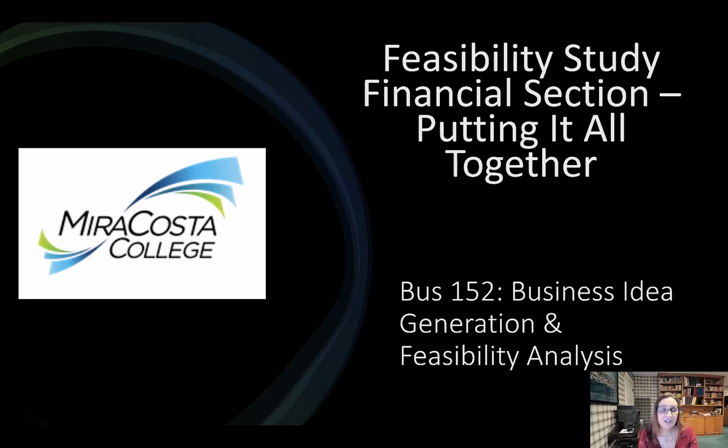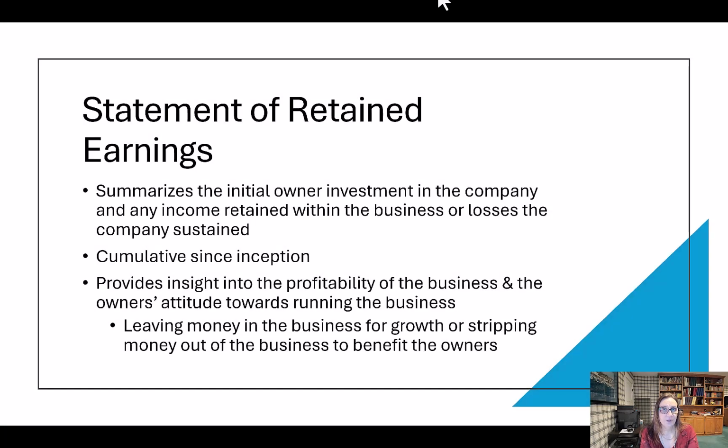Now that we have our income statement constructed and we discussed how we're going to fund the business, we need to complete the statement of retained earnings and the cash flow statement. The statement of retained earnings summarizes the initial owner's investment in the company and any income retained within the business or losses the company has sustained.